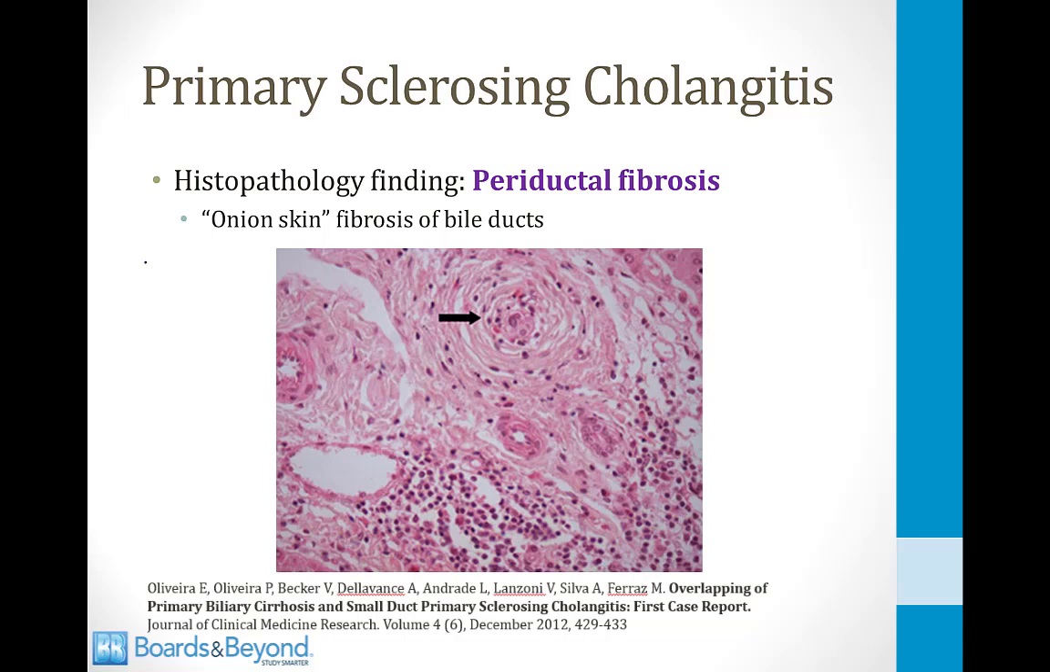If you do a biopsy of the bile ducts in this condition, which isn't often done, but if you do perform that test, the characteristic finding is called periductal fibrosis. This is called onion skin fibrosis of the bile ducts, and this is a picture of it on the screen. You can see that fibrous tissue is being laid down in circles around the bile duct, and this creates the appearance of an onion skin.